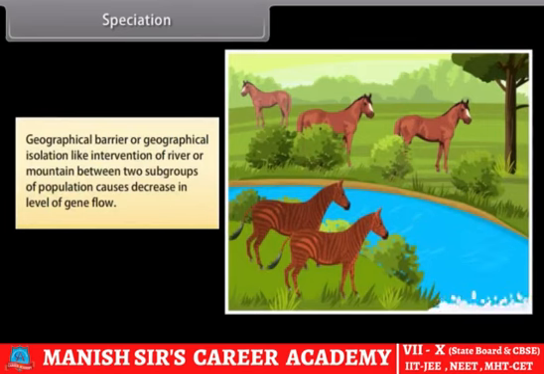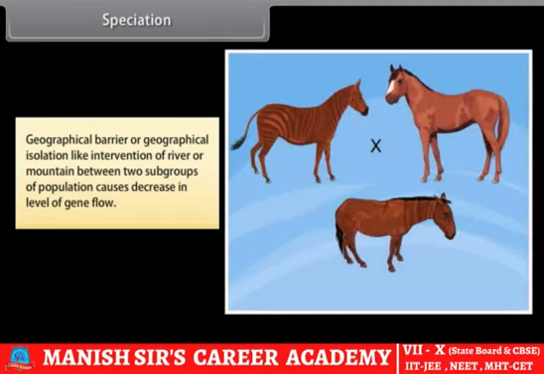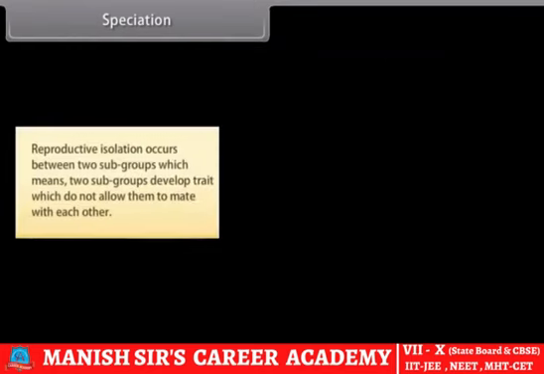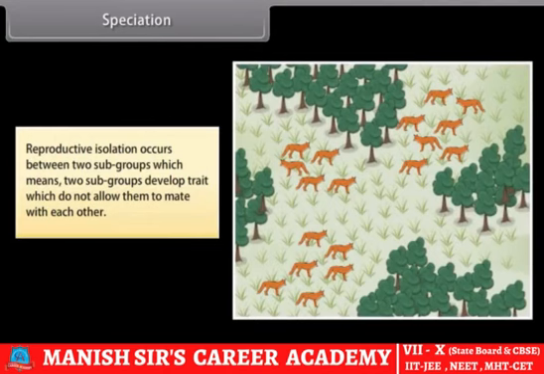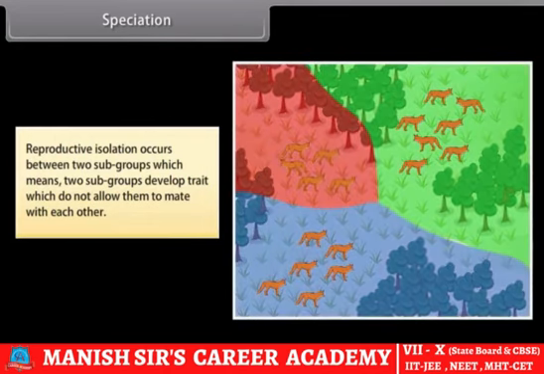Geographical barrier or geographical isolation, like intervention of a river or mountain between two subgroups of a population, causes decrease in level of gene flow. Reproductive isolation occurs between two subgroups, which means two subgroups develop traits which do not allow them to mate with each other.